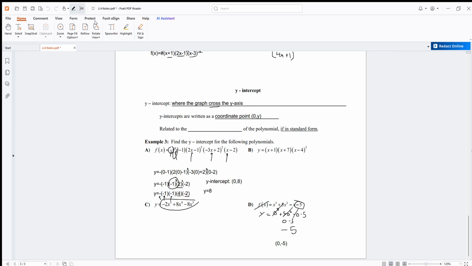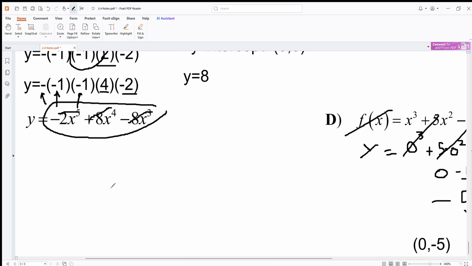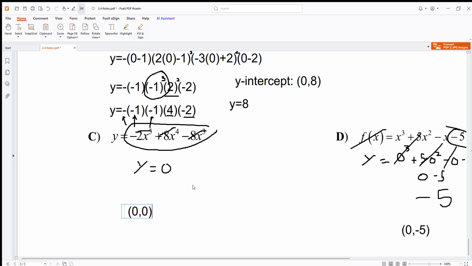So the last blank to this one is related to the constant of the polynomial if it's in standard form. Remember, the constant, if it's in standard form, will be the last term without the variable. If all of them have an x, then when you plug in 0, it'll wipe out every one of those terms, and it literally just gives you 0 back entirely. So then we'll have y equals 0 if we plug that in. So (0, 0) would then be the y-intercept.